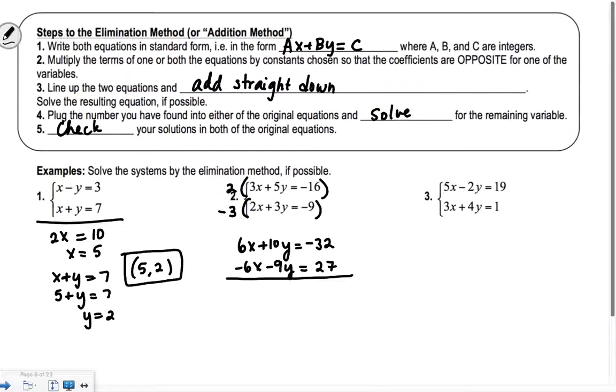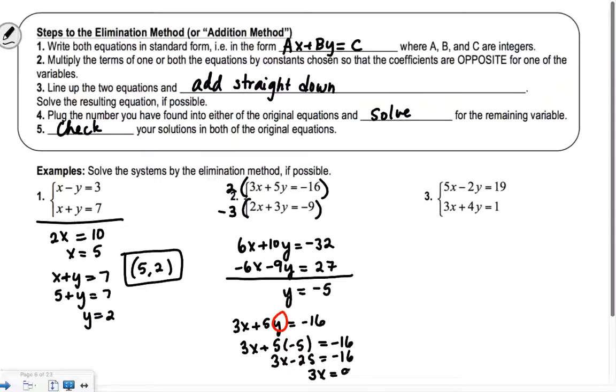All right, so when we add straight down, the x's go away. We get y equals -5. So then we go to any equation. Let's say I go to the 3x plus 5y equals -16, and we replace our y with what it was equal to. So I have 3x plus 5 times -5 equals -16. So I have 3x minus 25 equals -16, and I add the 25 over.